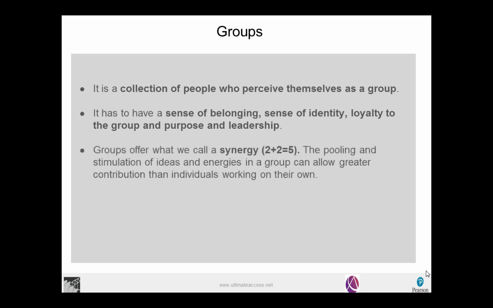Now, groups offer what we call a synergy, which is 2 plus 2 equals 5. Now, I know this just contradicts maybe your understanding of math, but let me just explain this. This basically means that the pooling and stimulation of ideas and energy in a group can allow greater contribution than individuals working on their own, which basically means that divided we fall, together we stand, and you'd find that at the same time you can do much more if you are together rather than if you are alone.